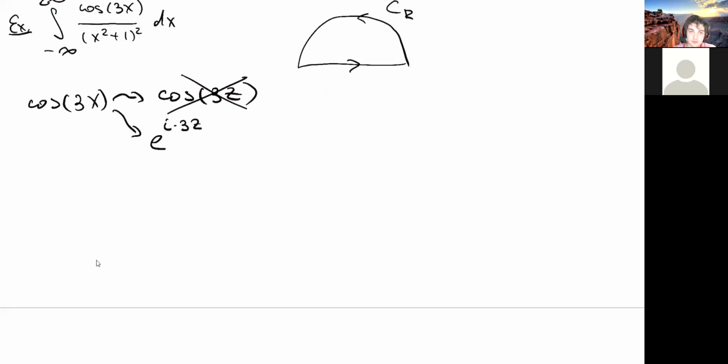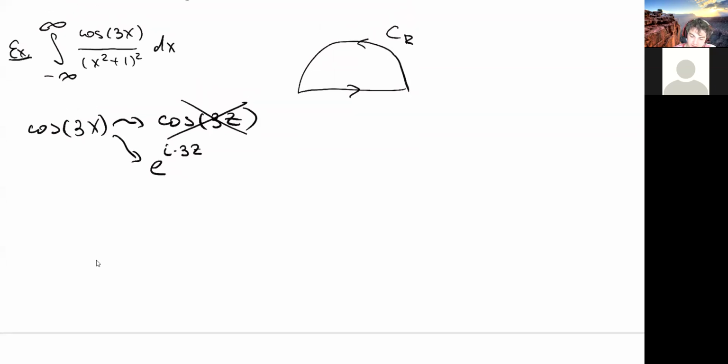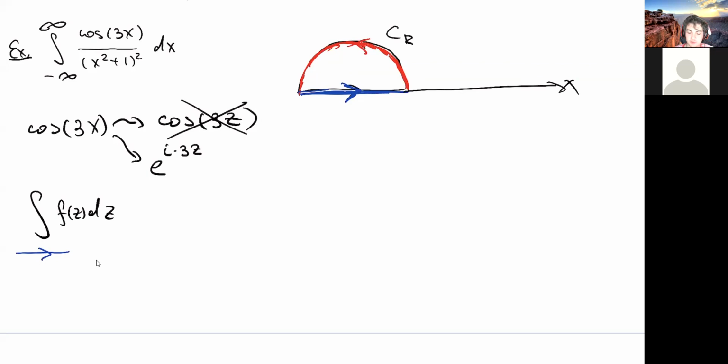First of all, we know that cosine of 3x is still very much related to e to the i times 3z. Second, C_R consists of two parts: this part and this part, and this part goes along the x-axis. If we integrate f of z over this blue part, the parameterization of the blue part is just z equal to x, from minus R to R. And what's f of x dx?